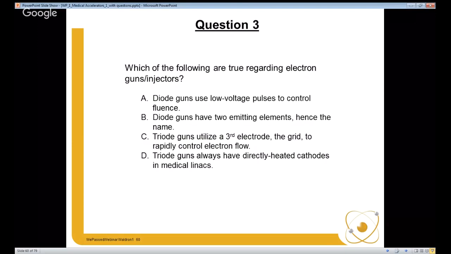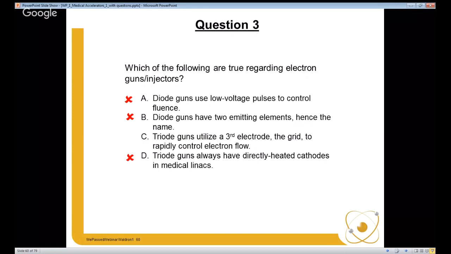Well, based upon the response, I think they're ready. I agree. Yeah, go ahead. Okay. So which of the following is the most true regarding electron guns or injectors? Is it diode guns use low voltage pulses to control fluence? No, it is not. In a diode gun, the high voltage is used to control fluence, although really that's an on-off switch. Diode guns have 2 emitting elements, hence the name? No, a diode gun has 2 elements, but only one of them is emitting.